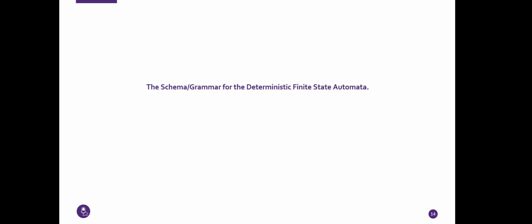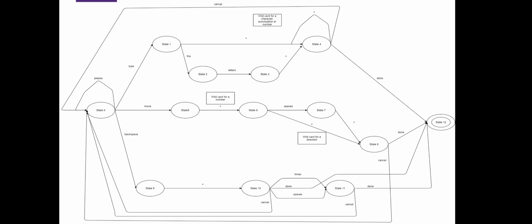Here's the schema grammar for the automata that I've been referencing. As you see in this, there are three action branches: type, move, and backspace. In the type state, you can type any number of letters or tokens. In the move state, you can move a certain number of spaces, and you can move in a direction, whether that's up, left, down, or right. And in the backspace, there's only a number of times to backspace. And as you can see, these all have ways to cancel if you wish to restart.